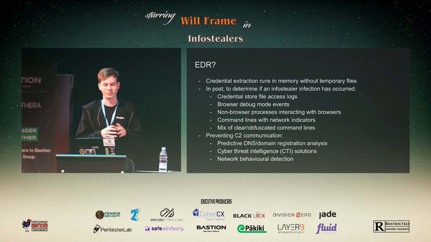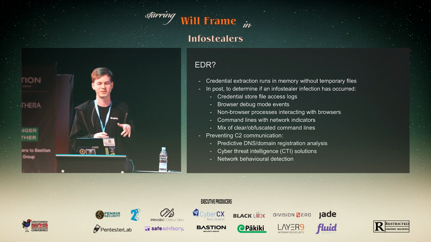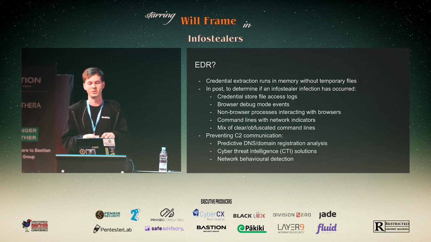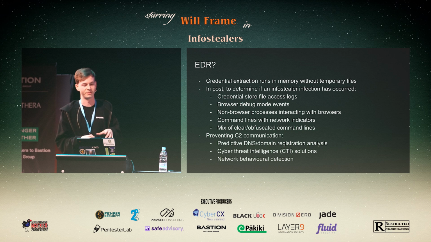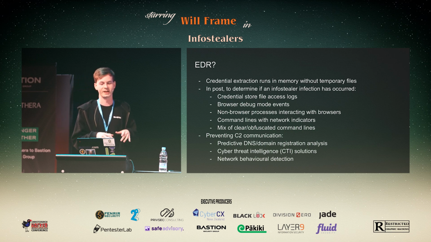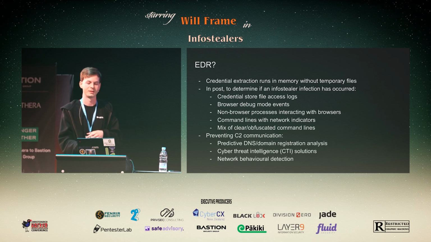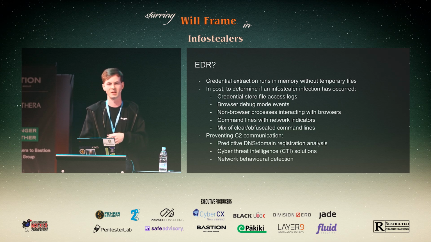It's also possible to prevent C2 communication through predictive DNS and domain registration analysis, which uses machine learning, statistical modeling, and real-time DNS data to flag suspicious domains. CTI solutions are also available, as well as network behavioral detection to monitor suspicious HTTP or DNS traffic.